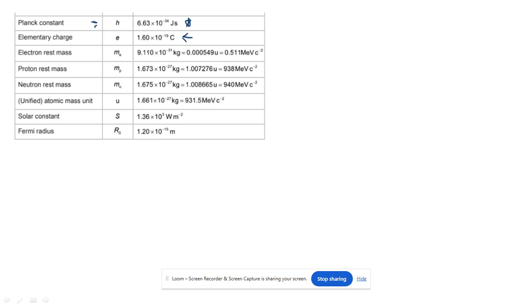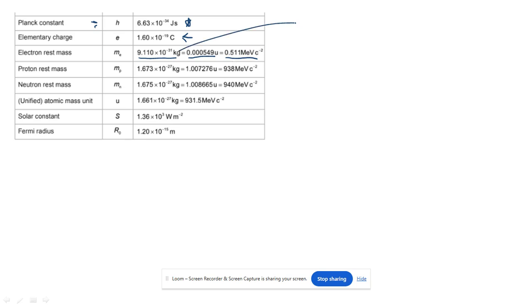Here's the electron rest mass, which is given in kilograms. It's given in unified mass units. And then it's given in millions of electron volts, which is interesting, right? That's an energy unit.